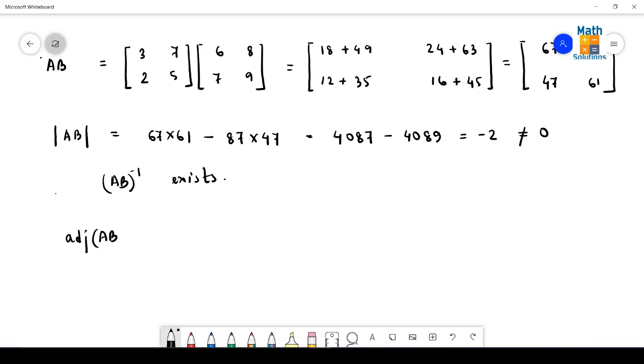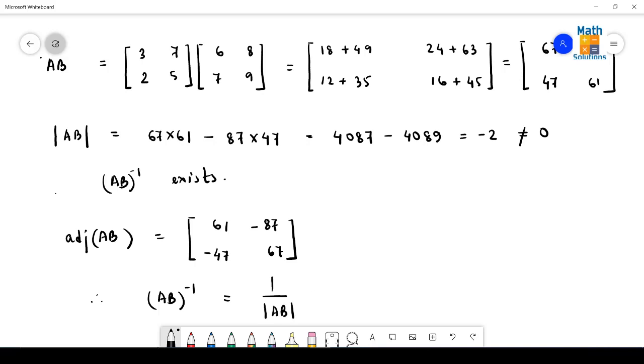of AB. So like the previous one, first interchange. So 61 will come first, 67 will come here, then minus 87, then after minus 47. So this is the adjoint of this matrix AB. So AB whole inverse. Let us check what result we get. 1 by determinant of AB into adjoint of AB.